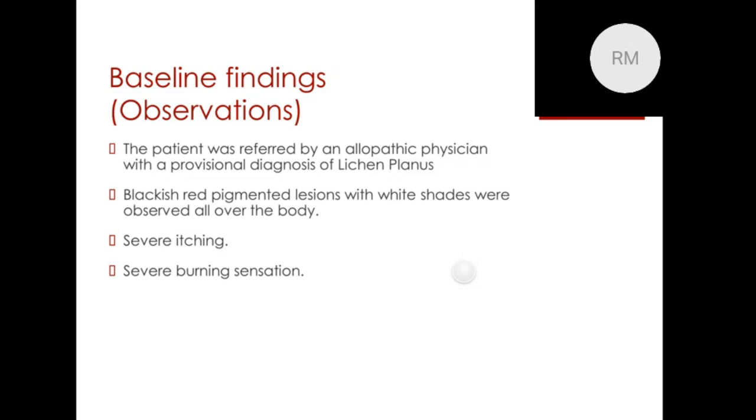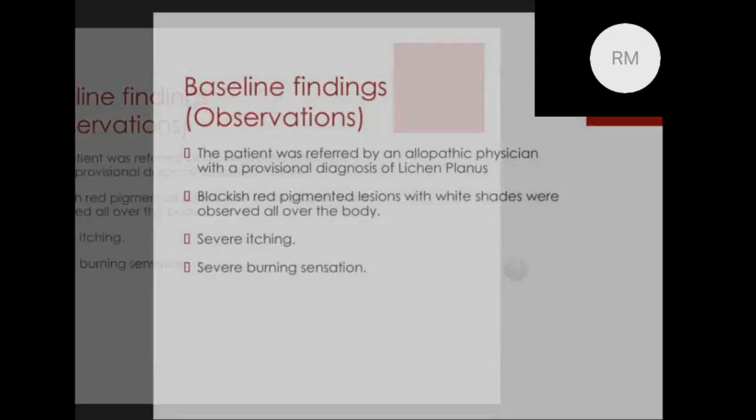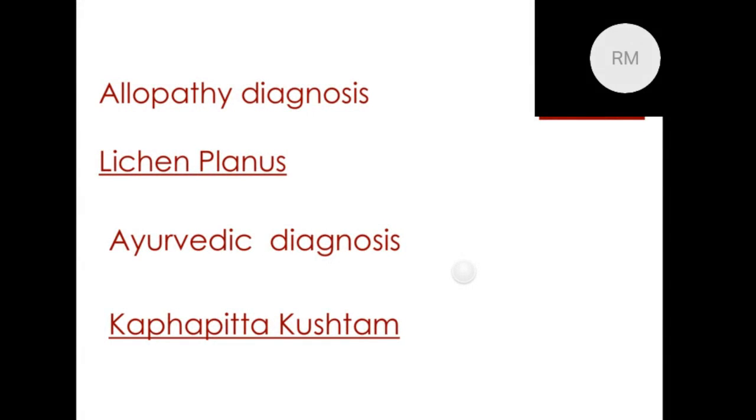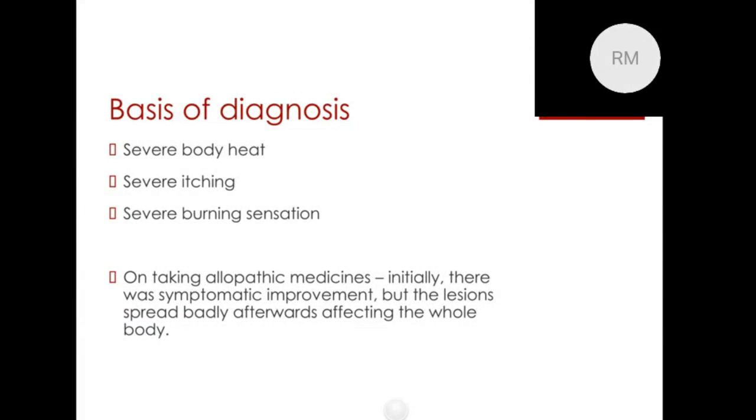Itching is due to kapha, and burning is due to pitta. So you can see here the influence of kapha and pitta. Already we can easily understand. The allopathic diagnosis that we consider as skin disease was lichen planus, a provisional diagnosis. The patient had severe body heat, which is a symptom of pitta, and severe itching, which is a sign of kapha.